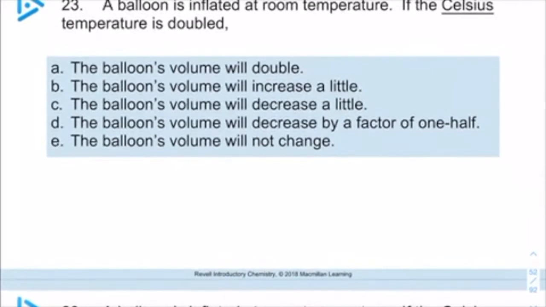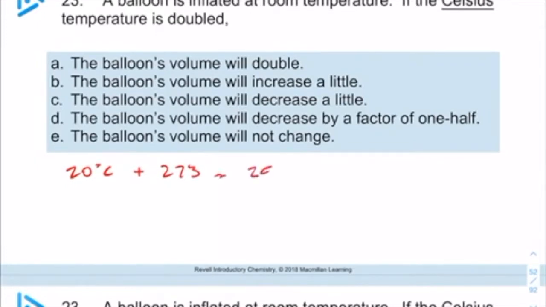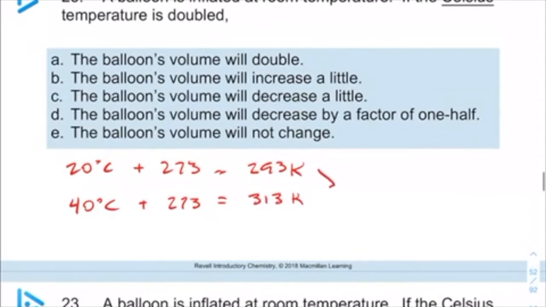So if I say my first temperature is 20 degrees Celsius, that means that my Kelvin temperature here is 293 Kelvin. So if I double my Celsius temperature, let's say I double it, and it becomes 40 degrees Celsius. When I convert that to Kelvin, that becomes 313 Kelvin. Not doubled here.